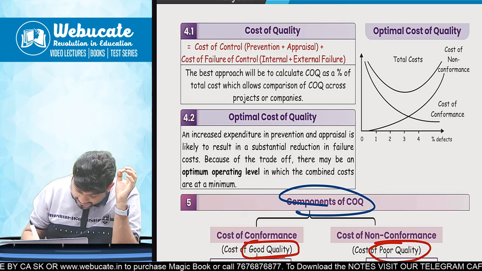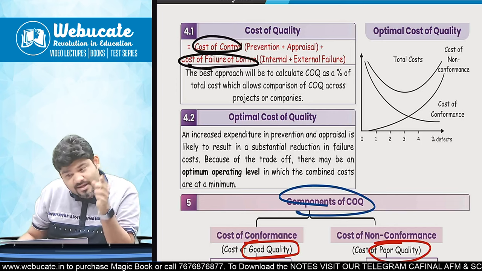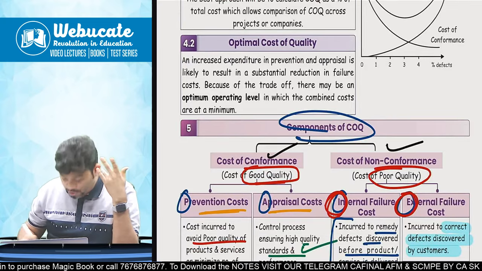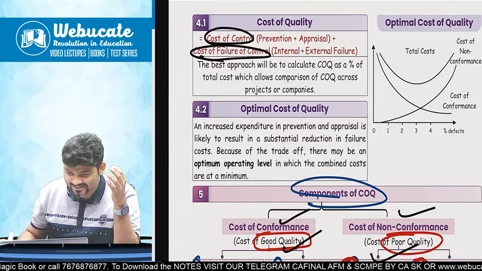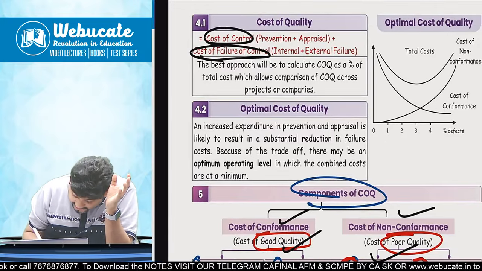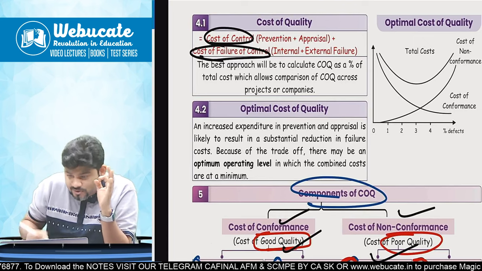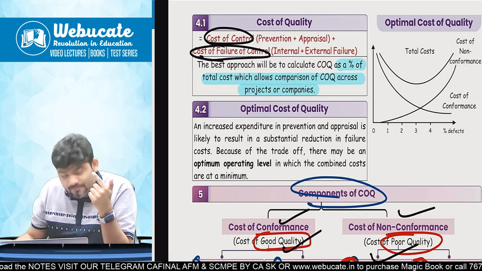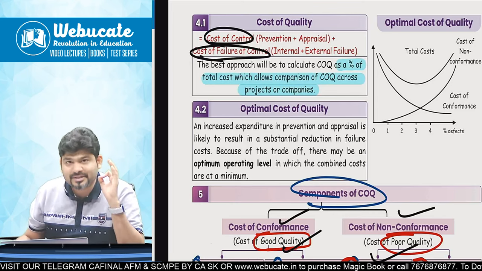So cost of quality comprises two things: cost of control and cost of failure of control. Also called conformance and non-conformance cost. Also called good quality and poor quality costs. Right. The best approach will be, always remember, cost of quality is calculated as a percentage of total cost, which allows comparison of cost of quality across projects or companies.